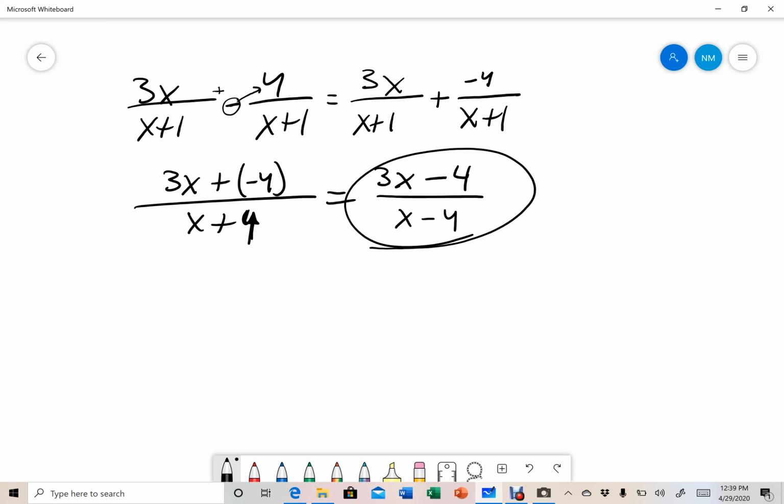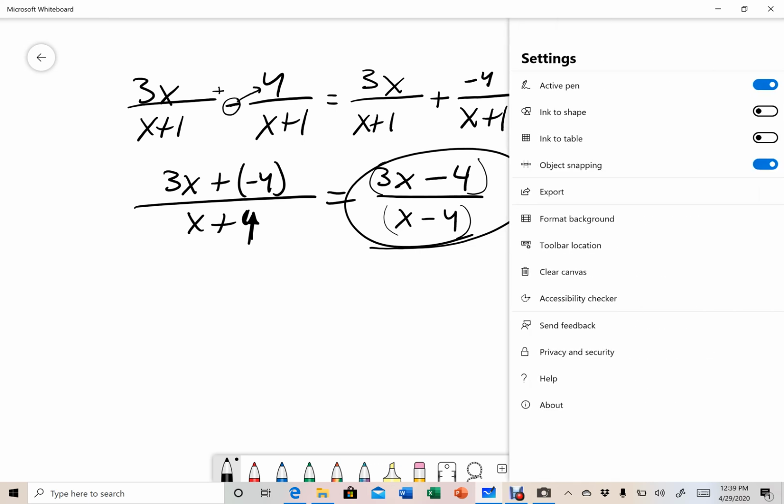Now I know that this looks like this could cancel, but remember we're looking at this as a whole. 3x minus 4 is not the same as x minus 4. We cannot cancel these two or reduce them out. So the answer just remains 3x minus 4 over x minus 4. Okay, let's try another one. Hopefully we're getting this idea down of changing our subtraction sign to our addition sign.